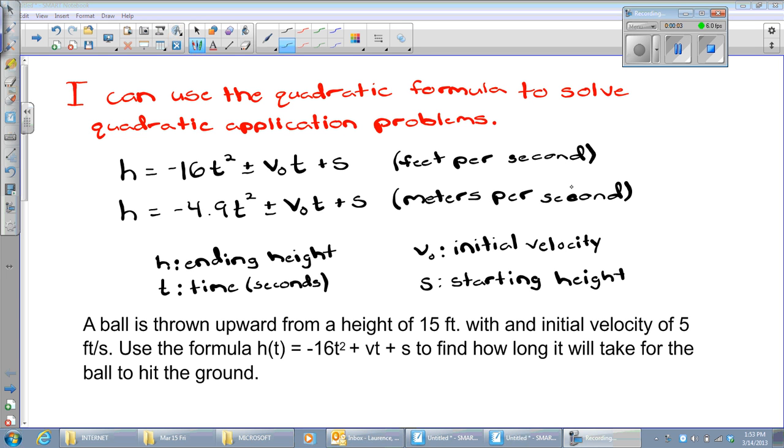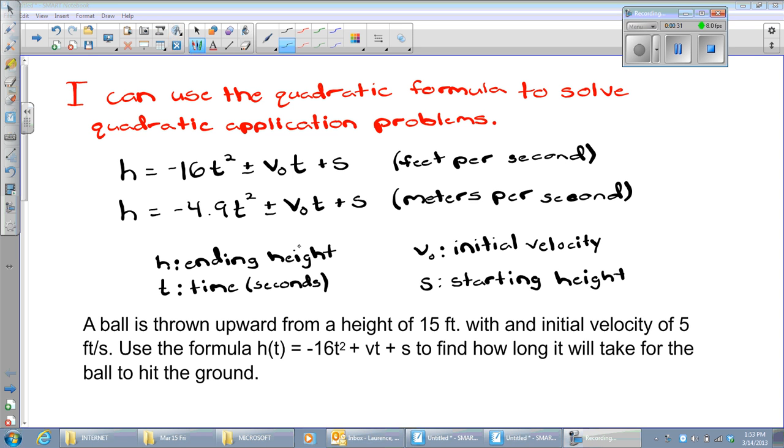Hello, everybody. Today we are going to talk about application problems that we can use the quadratic formula to solve. So first off, I'm going to talk about two formulas that we're going to be using. The first formula is h equals negative 16t squared plus or minus v naught times t plus s.